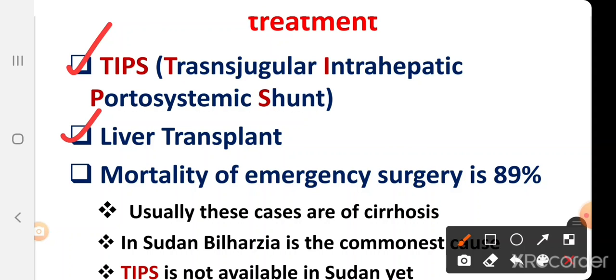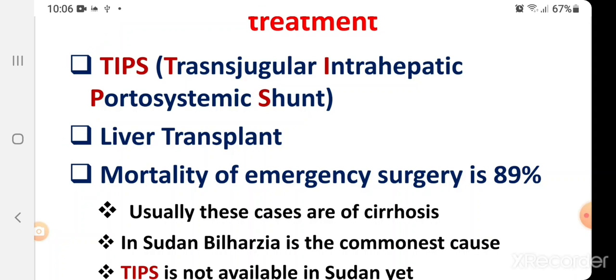You see, we don't have transplantation of the liver yet. We have a center that is built, and very soon we are going to start transplantation. Surgical treatment is for these refractory cases, the cases which cannot be treated by endoscopy, where the patient continues to bleed.